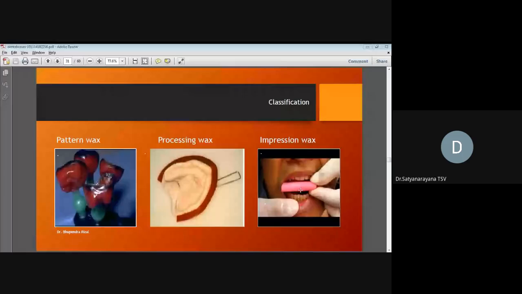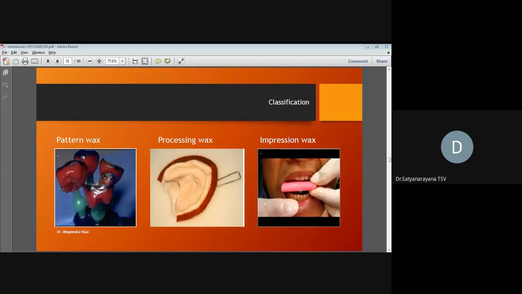Now processing wax, look, there beading was used. After taking the impression in the impression tray, to maintain the recorded sulcus, the functional width and depth of the sulcus, you are using a wax that is called beading wax that will create the land area of the cast.